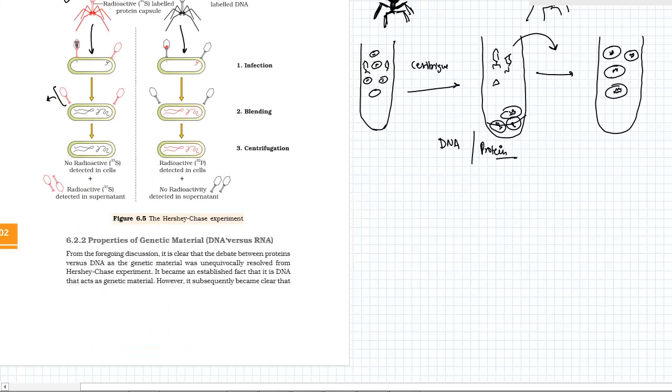So now, the properties of the genetic material. The number one property, DNA versus RNA: obviously DNA is double-stranded, while RNA is single-stranded. The double-stranded one has a deoxyribose sugar, and all these things are pretty much present on the next slide. Let's move on to the next slide.